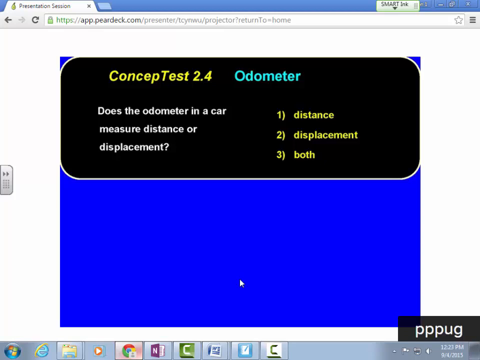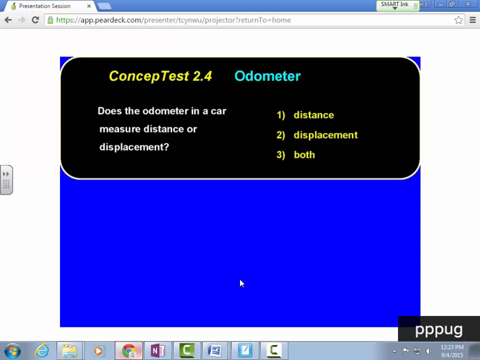Five, four, three, two, time. The answer is? Distance is correct. And just to verify that it is the distance, consider this. If it was displacement, who drives here? If you had a reading on your odometer when you left home, what would that reading be when you got back home? Zero is correct.